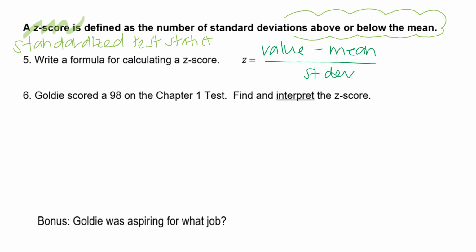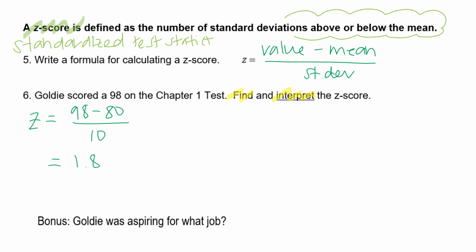So let's look at Goldie. Goldie scored a 98 on the Chapter 1 test. I want to do two things. I want to find and interpret the z-score. So I'm going to use that formula, and then I'm going to interpret what that means. So I'm going to label it as z when we're finding the z-score. 98 minus 80 divided by 10. Since Goldie's score was larger than the mean, she should have a positive z-score, which she does, of 1.8.